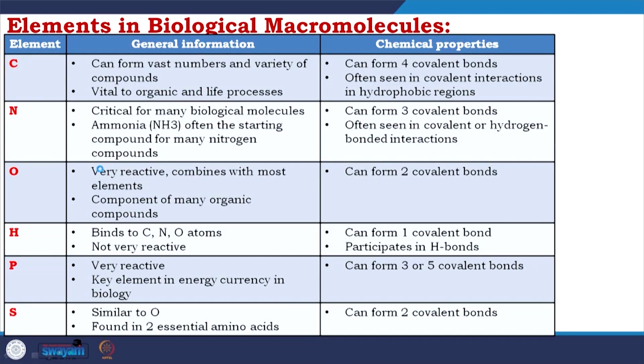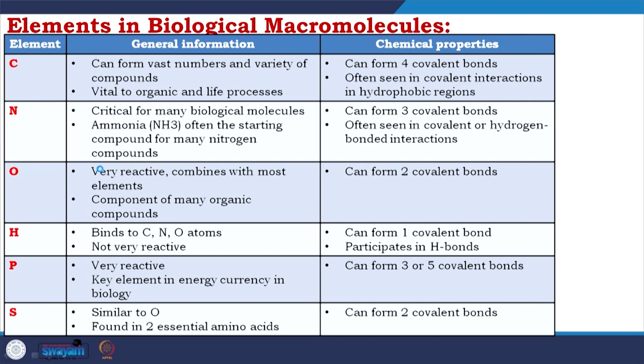Only thing is the presence of vacant d orbital in the case of silicon doesn't allow it to become carbon. So, carbon can form a vast number and variety of compounds. It is vital to organic and life processes. It can form 4 covalent bonds, often seen in covalent interaction in hydrophobic regions.